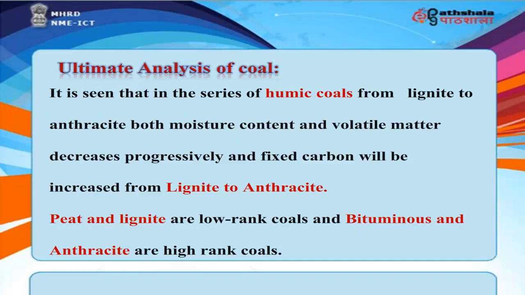It is seen that in the series of humic coals from lignite to anthracite, both moisture content and volatile matter decrease progressively, and fixed carbon increases from lignite to anthracite. Peat and lignite are low-rank coals, and bituminous and anthracite are high-rank coals.